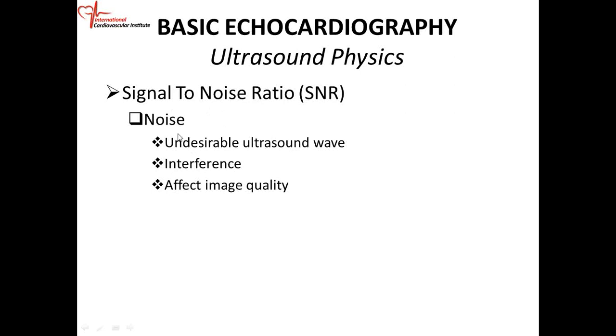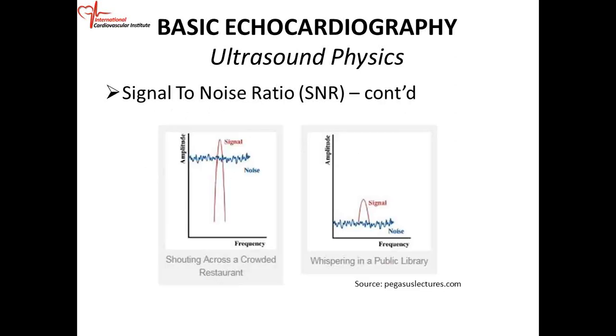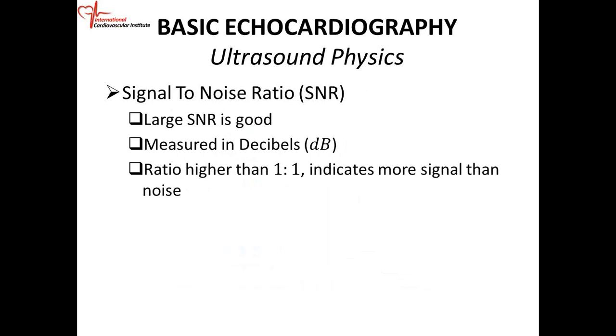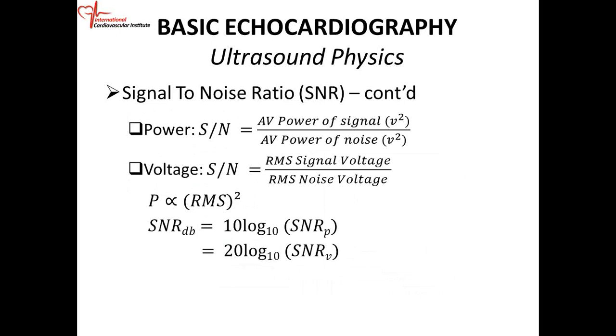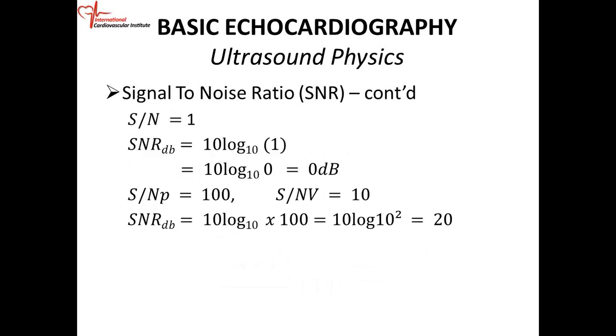Okay, so the noise, undesirable ultrasound wave interference, affects image quality. So you want greater signal to noise. All right. So large signal to noise ratio is good. It is also measured in decibels. So a ratio higher than 1:1 indicates more signal than noise. All right. We're not going to spend too much time on that.